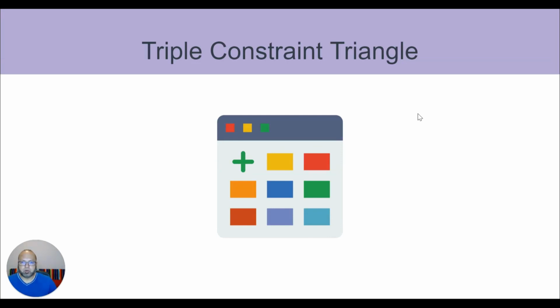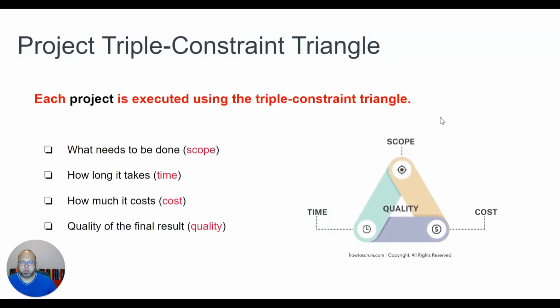So let's talk about the triple constraint triangle. Why is it so important to understand this as part of project management? Each project is executed using a triple constraint triangle, meaning it has a scope, i.e. what exactly are you trying to achieve? What is the goal of the project? It has a timeline to say you have to finish within a certain time frame. It has a cost associated with that.